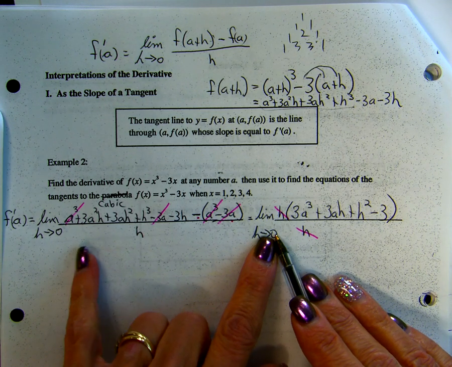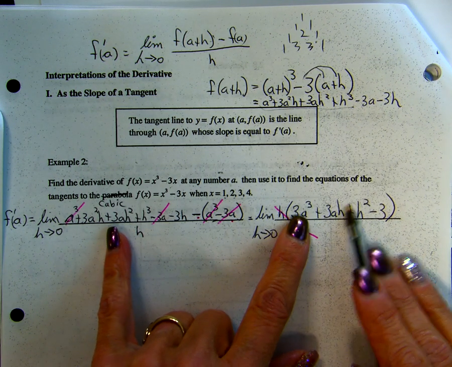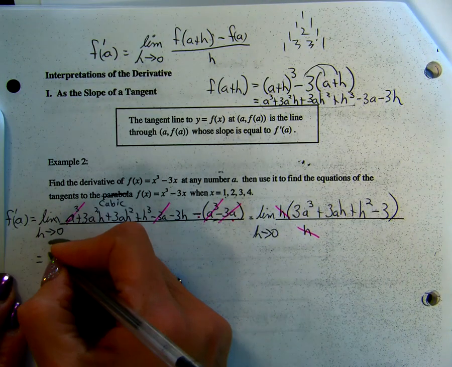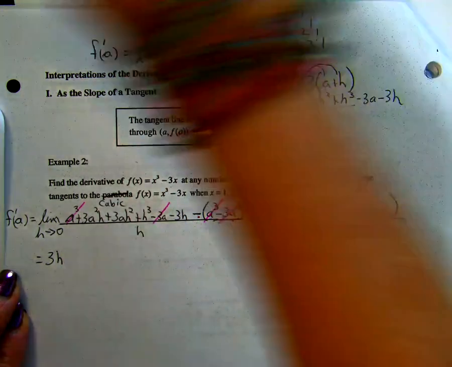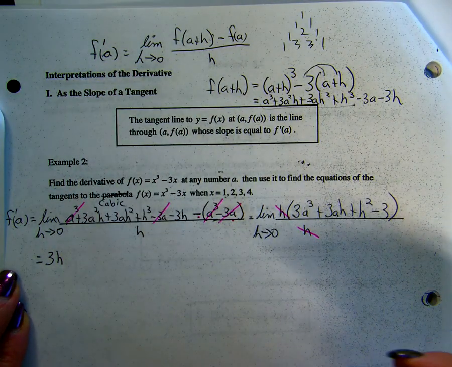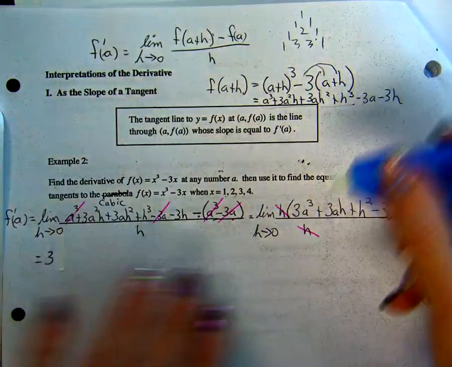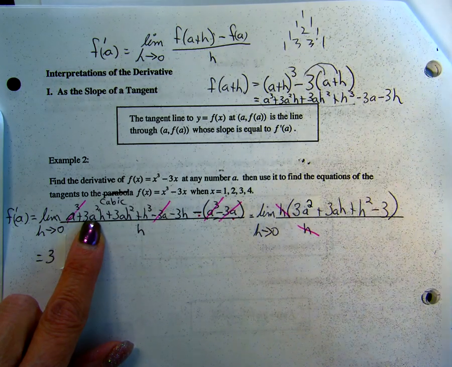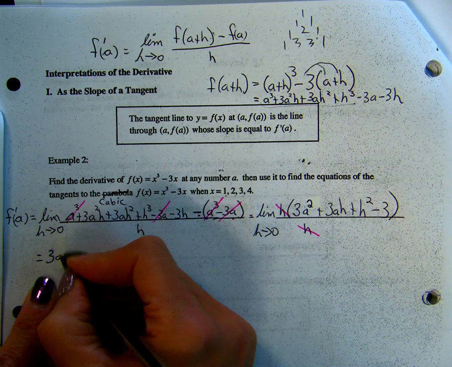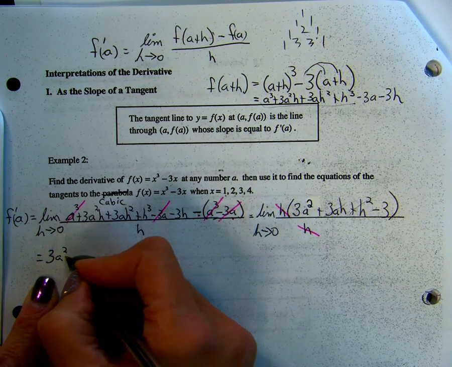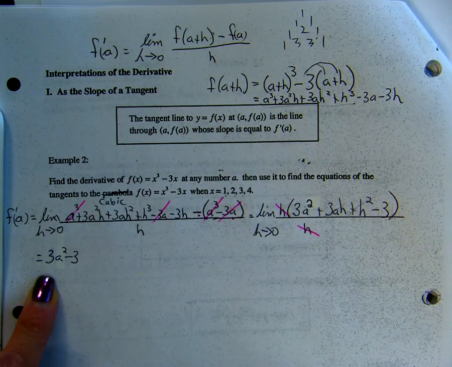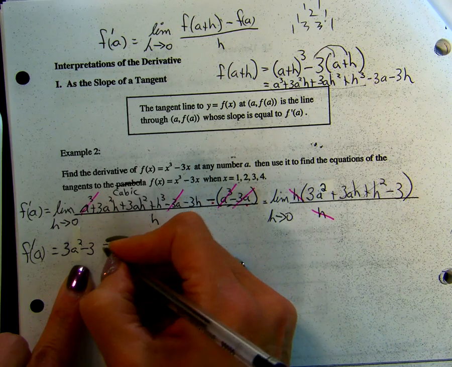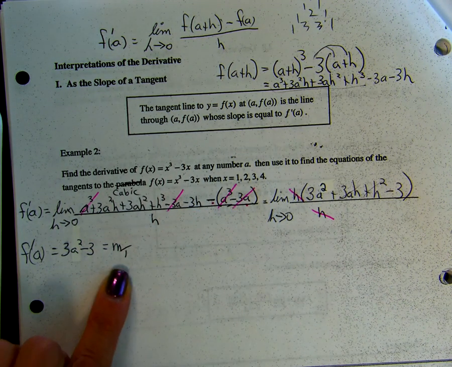If h goes to 0, I'm left with 3a squared. That goes to 0, that goes to 0, minus 3. So what is this limit? I copied that wrong. It came from here, it should have been a 3a squared. So what's this limit? I'm left with 3a squared, goes to 0, minus 3. Okay, so what was that? That was f prime at a, which is the slope of the tangent line to the curve at any point a.